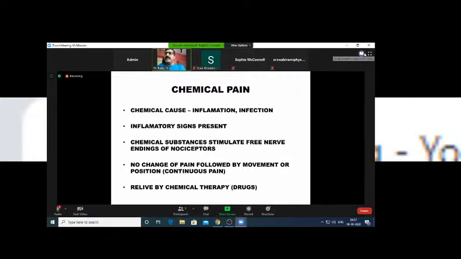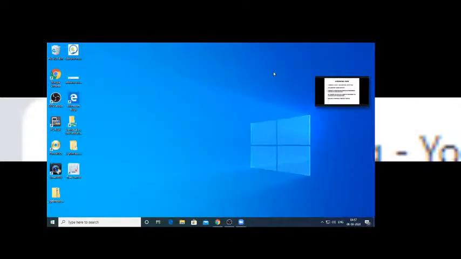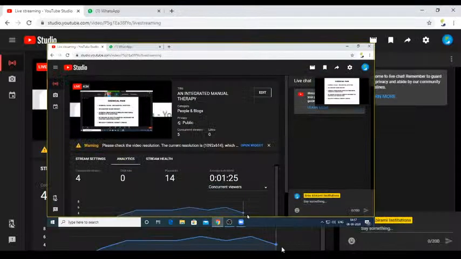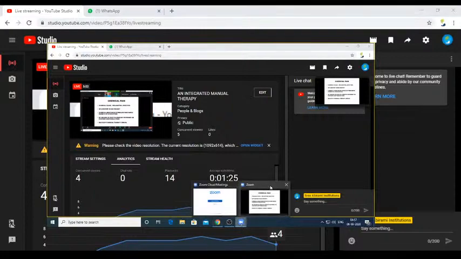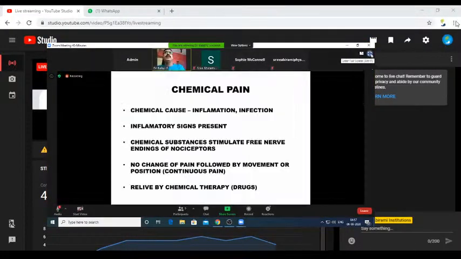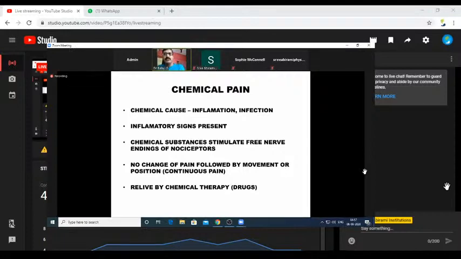So there is no change in the pain here. Continuously the inflammatory fluid will be present on the nociceptors, so the nociceptors will be continuously stimulated and the pain will be continuous. But mechanical pain is an intermittent one. When you apply mechanical pressure, the pain will be there. When you don't apply mechanical forces, the pain will not be there. But here, definitely, this will be relieved by chemical therapy only.